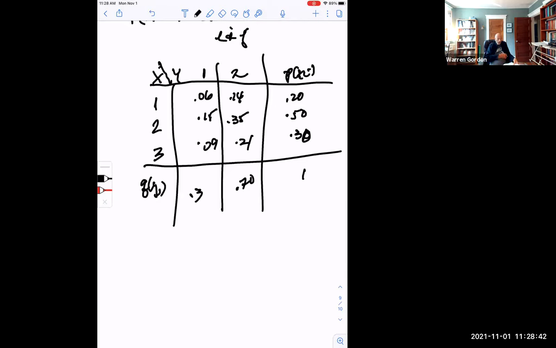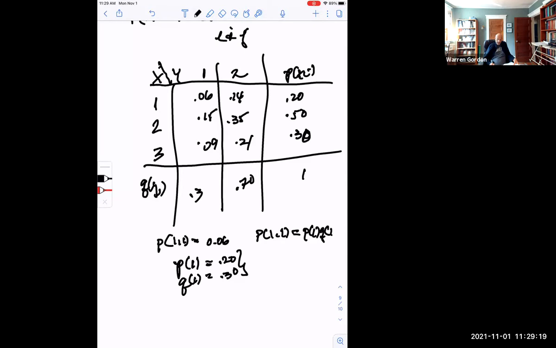So if I want to prove X and Y are independent, what I have to do is first find P of 1, 1. And that's equal to 0.06. And then I observe that P of 1 is equal to 0.20, and Q of 1 is equal to 0.30, and their product are the same.